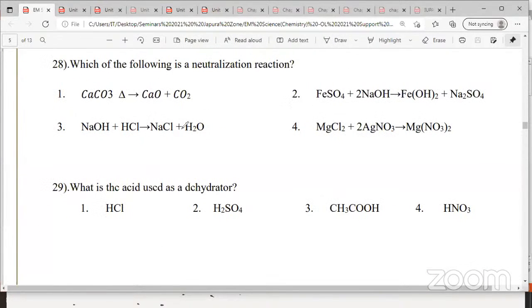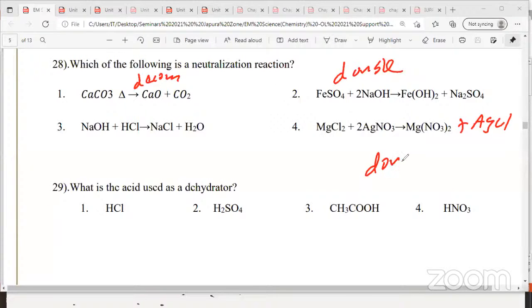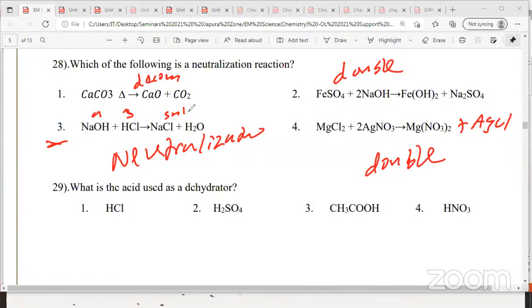Neutralization reaction. This came once in the old paper also. This is decomposition. This is double displacement. This is magnesium nitrate, and here silver chloride is missing at HCl. This is double displacement. This is neutralization. What is the answer? Answer is 3. Acid base reaction: this is acid, this is base, you get salt and water. What is neutralization? Reaction of an acid with a base forming salt and water.